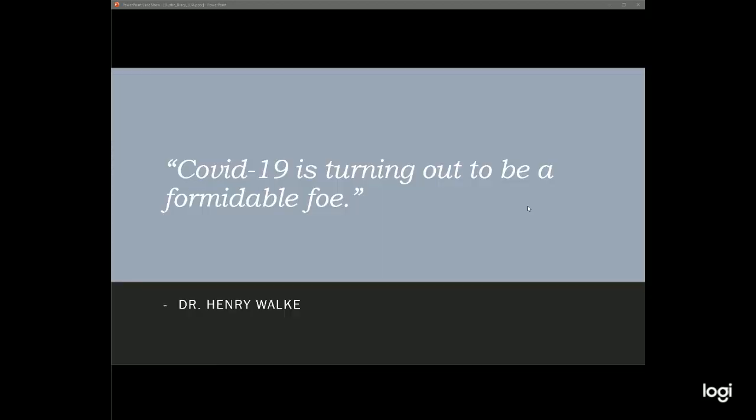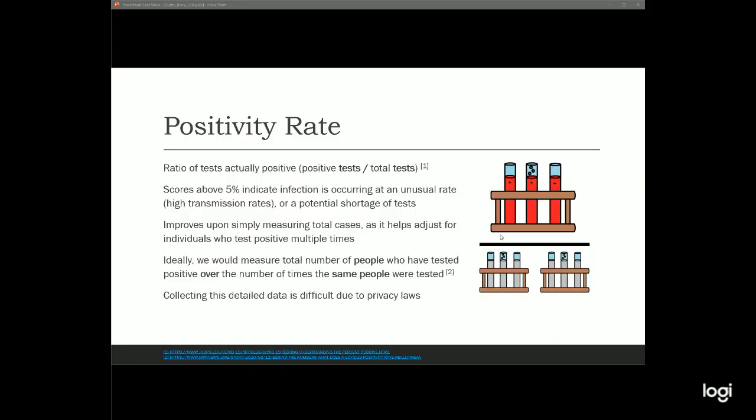Dr. Henry Walker, if you didn't know, is a CDC incident manager, and I took this quote from a telebriefing on 19 November 2020. So let's talk about the positivity rate. The positivity rate is actually a little bit better measure than strictly measuring positive numbers, because the number of positive cases is just exploding right now. And so the positivity rate helps adjust for those people who have tested positive more than one time. The people that want to go back to work, maybe they've tested 3 times and they've tested positive all 3 times, are kind of inflating the numbers. And this helps adjust for that bias a little bit.